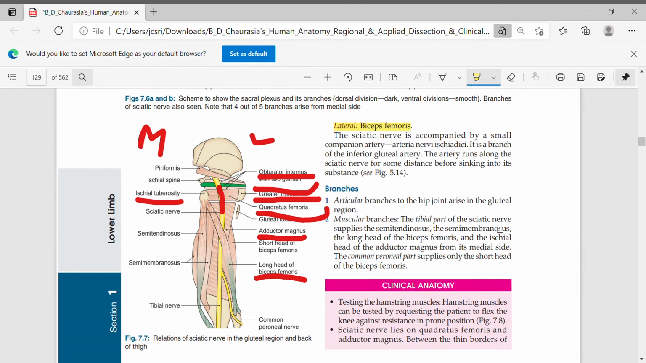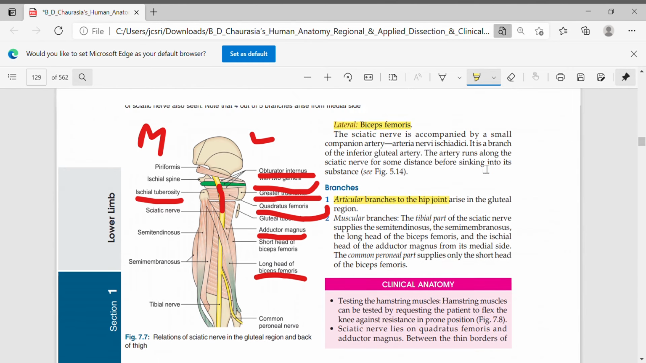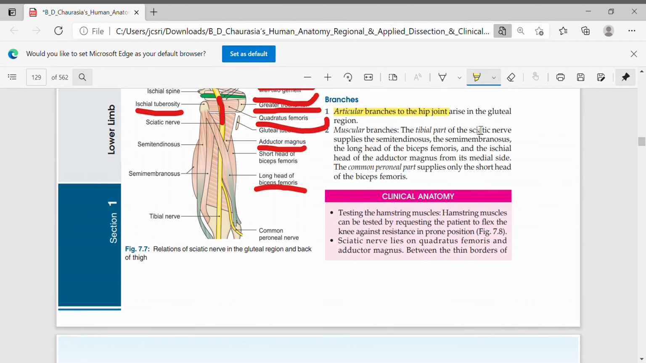Okay, so this is very important. Articular branches to the hip joint arise not in the gluteal region but in the back of the thigh, and the same for the knee joint. You don't have the hip joint branches in the gluteal region; the knee joint branches arise only in the back of the thigh. That is correct. Next, muscular branches.